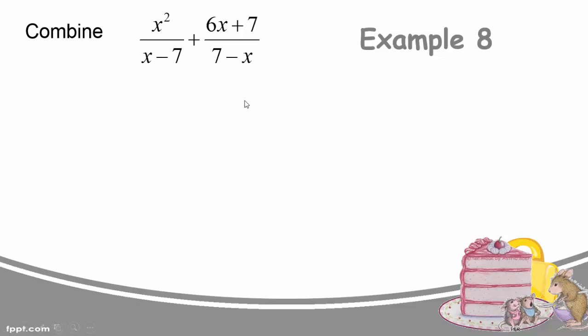Now this one I'm also going to work out in detail on the whiteboard and then show you how I do it on the PowerPoint. All right, so for example number 8, let's look at the whiteboard. We have x squared over x minus 7 plus 6x plus 7 over 7 minus x. Now, we went over something very similar to this where they look very similar, but they're not. They look the same, but they're not.